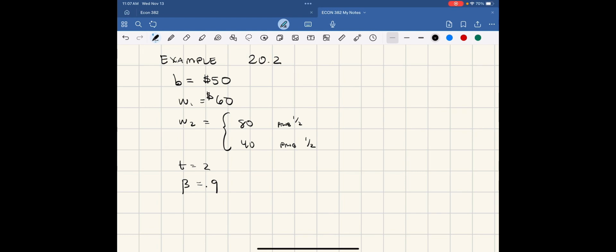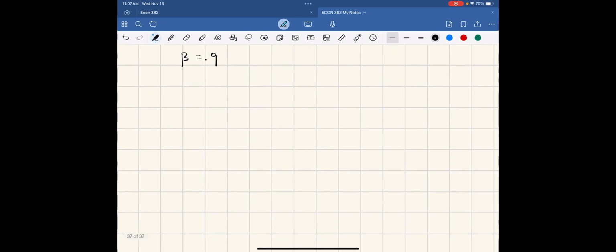We're only going to look at 2 time periods today, and we're going to let the discount factor or discount rate be equal to 0.9. So the question we want to ask is, will the worker accept the job offer of $60? Well, let's look at this.